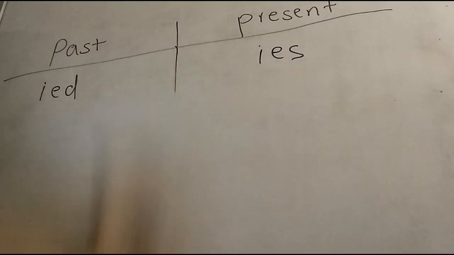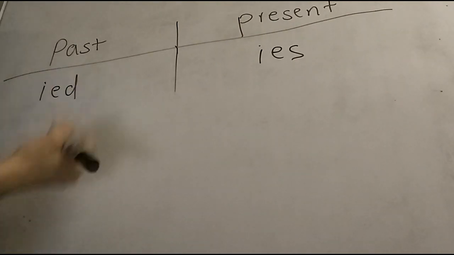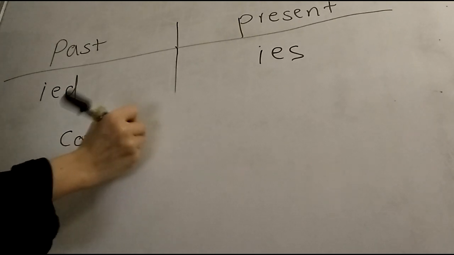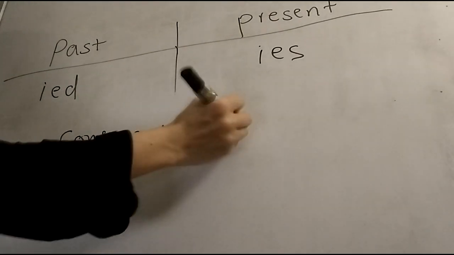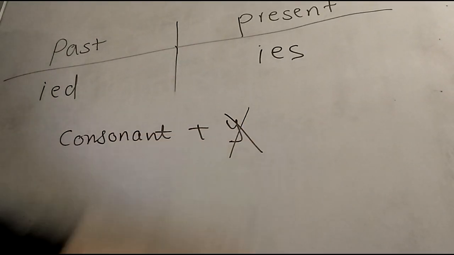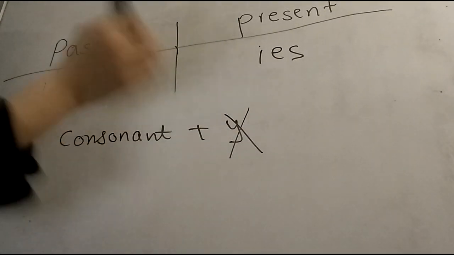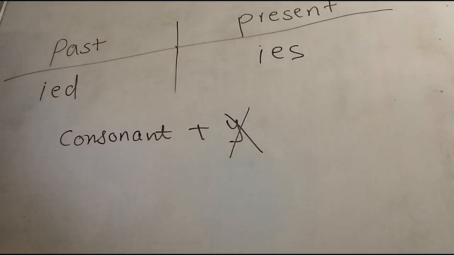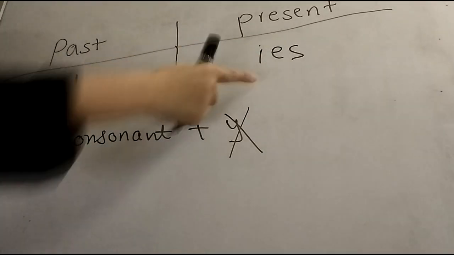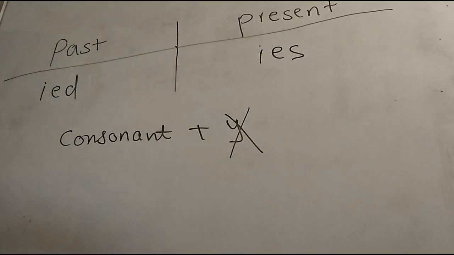So both of them are connected with letters that end with a consonant followed by Y. In this case, all we need to do is delete Y and add IED or IES. It depends on the meaning of the sentence. If you are talking about past tense, we need to add IED. But if you're talking about something that happens all the time, then we need to add IES.